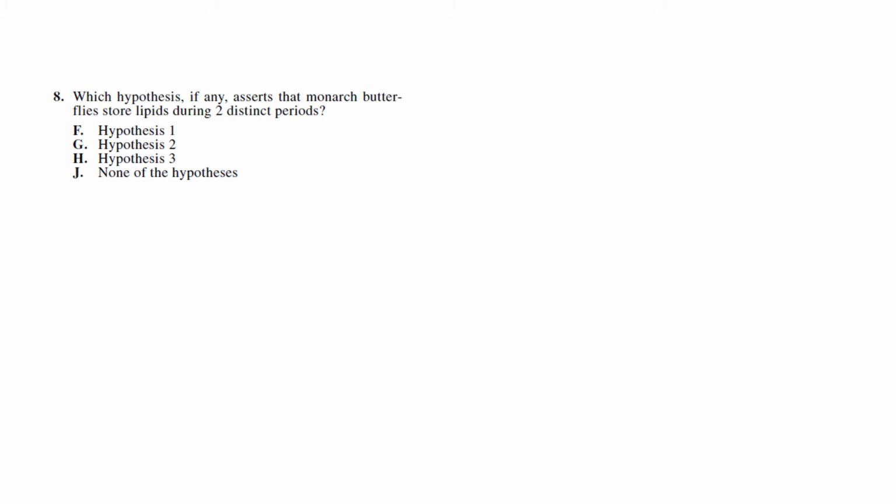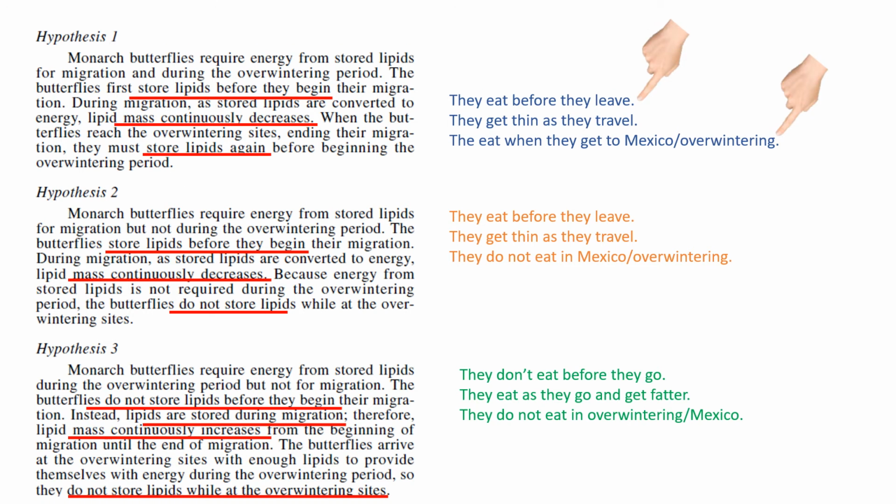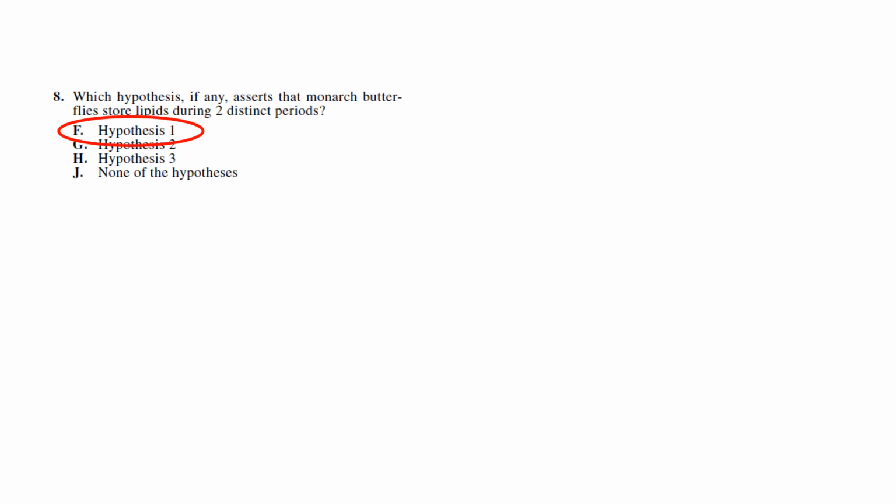Which hypotheses, if any, assert that monarch butterflies stored lipids during 2 distinct periods? So we look back and we say in hypothesis 1, they eat before they leave and they eat when they get to Mexico. So it has to be hypothesis 1.